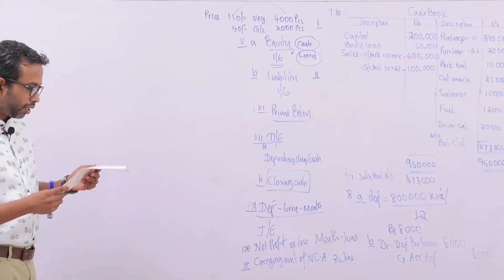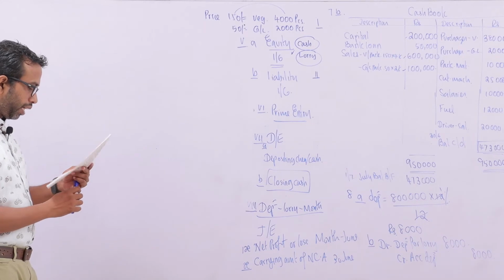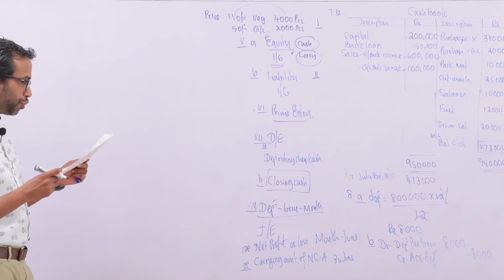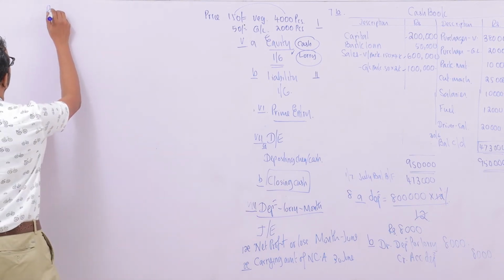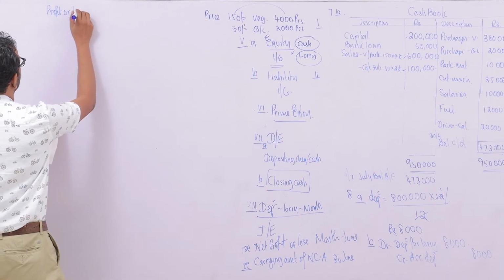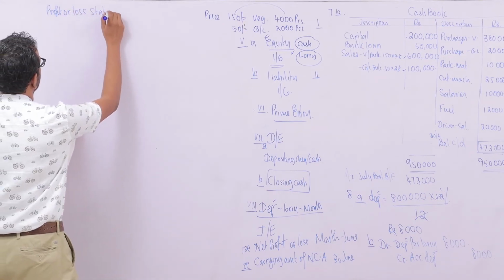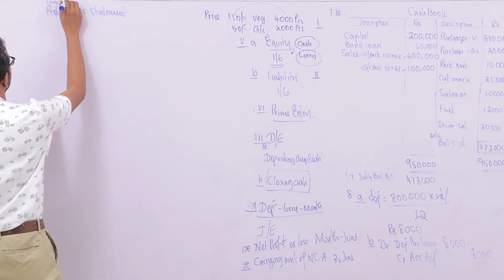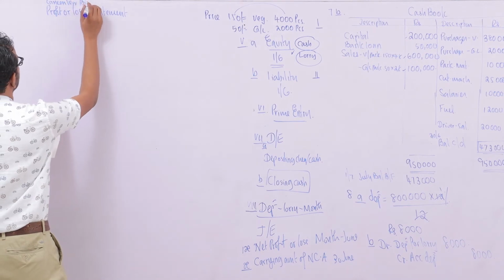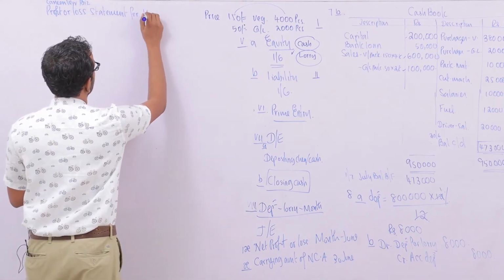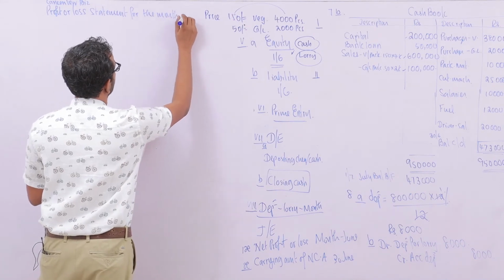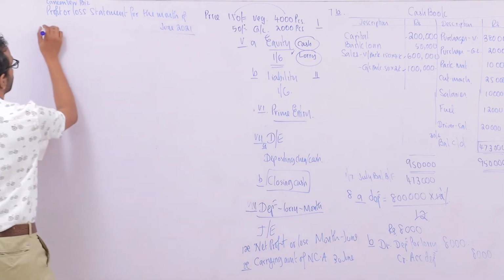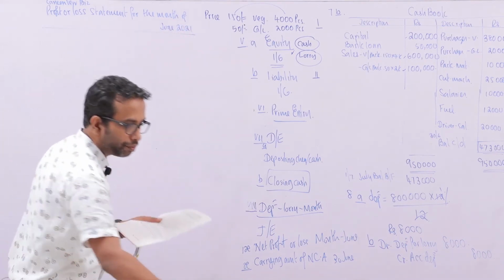We will move on to question number 9. They are asking to calculate net profit or loss of Green Veggie for the month of June. So, write down the profit or loss statement. You can write at the top, the Green Veggie business for the month of June 2021.